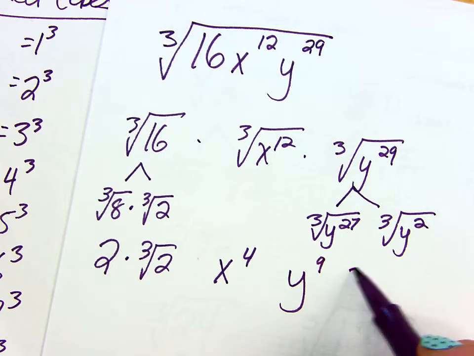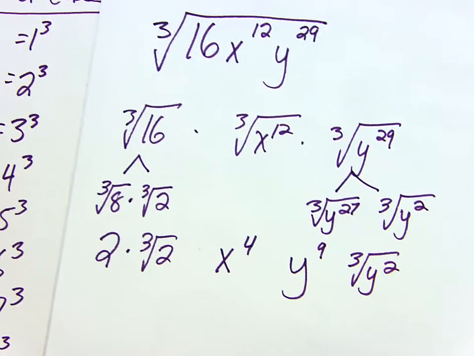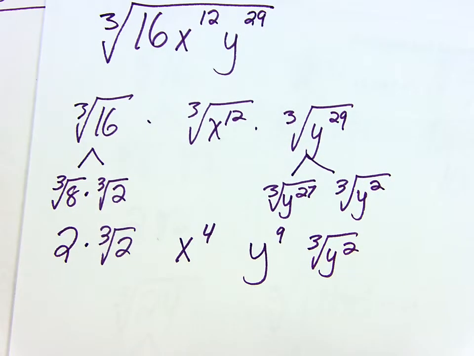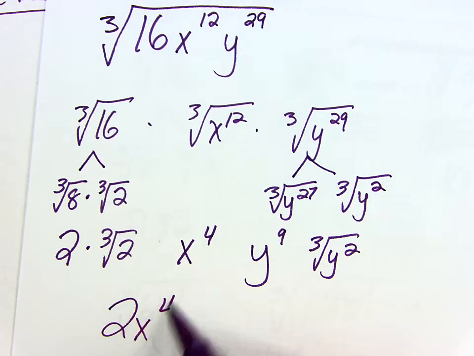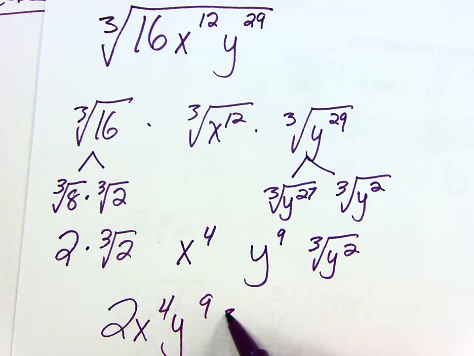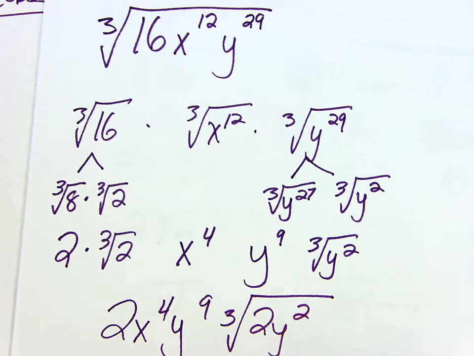And then this just stays as it is. So just like last night, or whatever night we did that homework, anybody not in a root gets multiplied together, they come out in front. Everybody that is in a root, they all get multiplied together, they go at the end. So my final answer looks like this: 2x to the 4th, y to the 9th, and then one big old cube root with 2y squared in it.